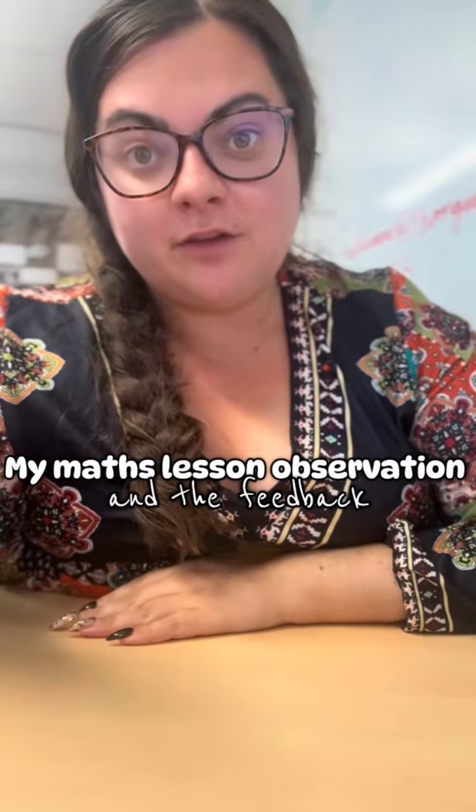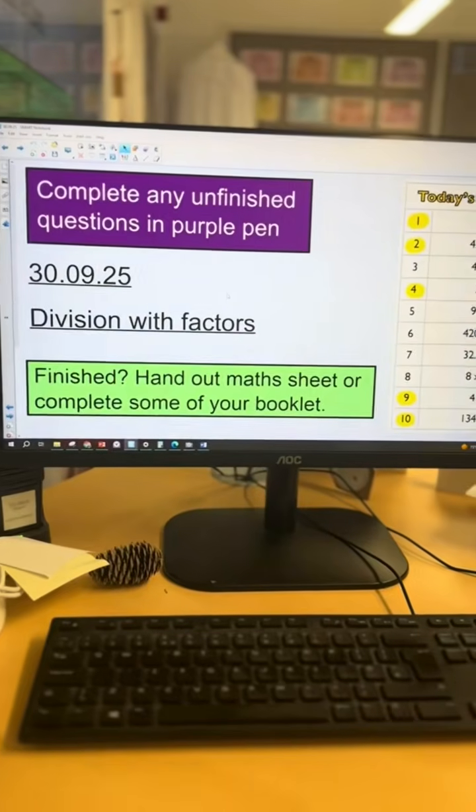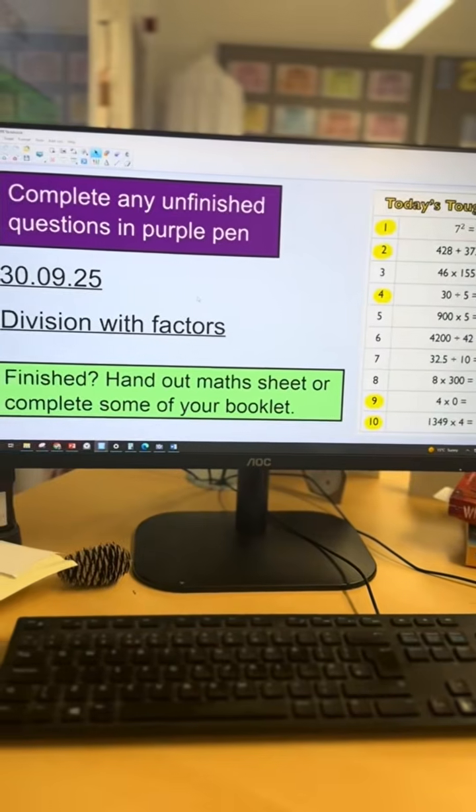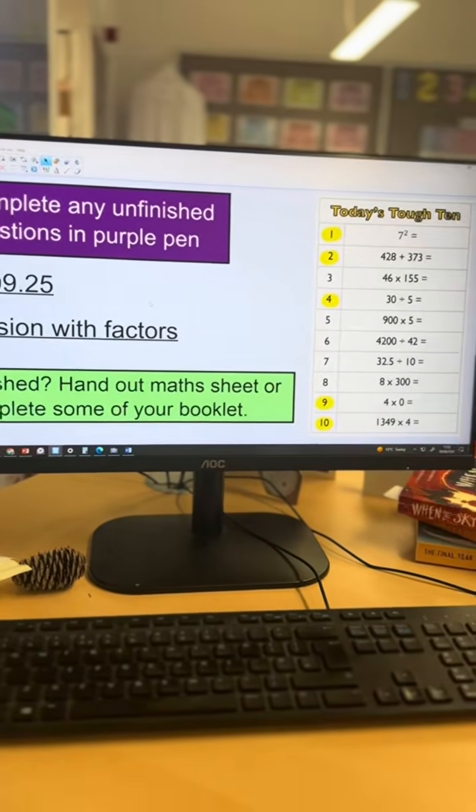Today I was observed in maths, so I thought I'd show you what my lesson was, what it entailed, and then let you know what my feedback was. So my lesson was all about using factors to divide, which is sort of a preface before we do our long division lessons. We always start with a tough 10.